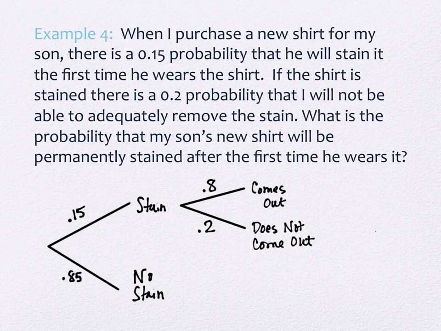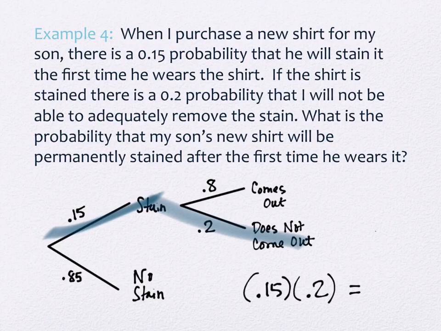We're almost there. The question says, what is the probability my son's new shirt will be permanently stained after the first time he wears it? Well, that means it's got to be stained. And then which branch would I follow next? That does not come out. Which means what do I do to get the result of that diagram's branch? You multiply. 0.15, we multiply along diagram branches. What is 0.15 times 0.2? 0.03. That's a 3% chance, right? 0.03. Okay, and we will push pause right there for today.